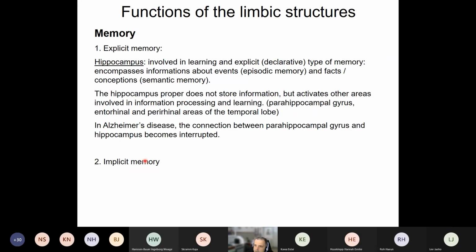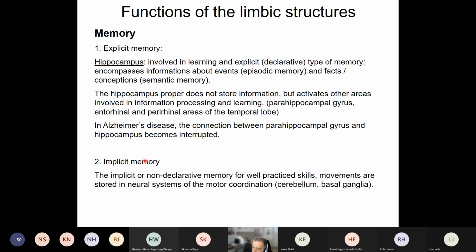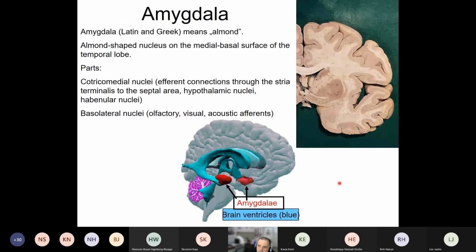The implicit memory is not what I would like to talk about today, because you heard about the motoric skills, and the motor coordination is also discussed in a later lecture, but basal ganglia and cerebellar centers are involved in the practiced skills to remember how to do something. This is also another part of memory, but I don't talk about it. But there is also an emotional type of memory, which is related to the amygdala, and this is the final point I would like to introduce a bit, of course, without going into details.